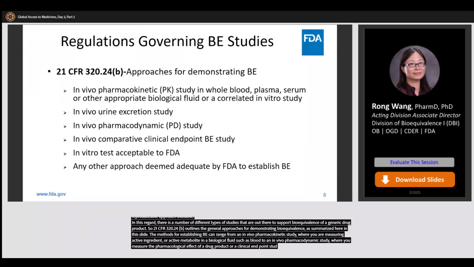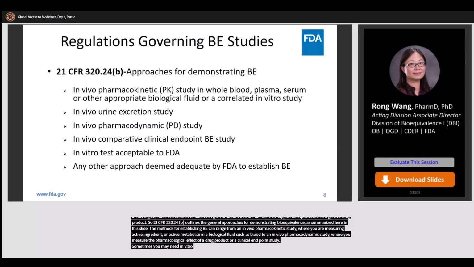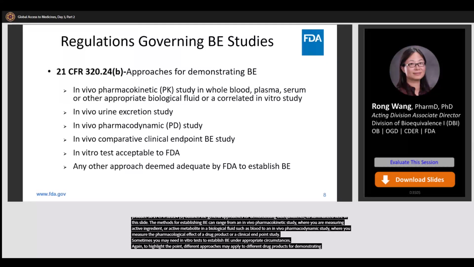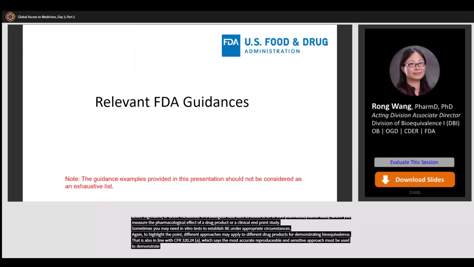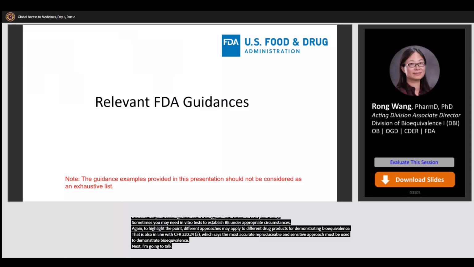Sometimes you may need in vitro tests to establish BE under appropriate circumstances. Again, to highlight the point, different approaches may apply to different drug products for demonstrating bioequivalence. That is also in line with 21 CFR 320.24(a), which says the most accurate, reproducible, and sensitive approach must be used to demonstrate bioequivalence. Next, I'm going to talk about some FDA general guidances that the agency provides to help industry develop generic drug products.